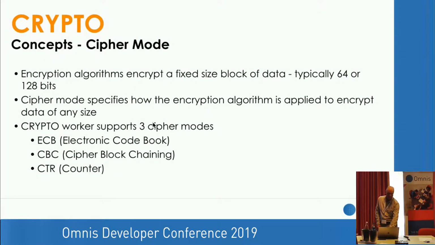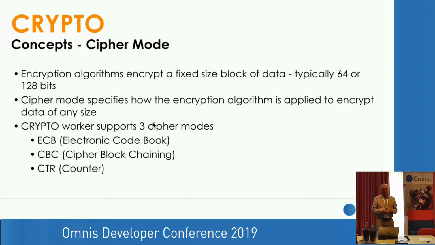So just some concepts to be talking about. Encryption algorithms generally work with a fixed size block of data, and certainly in the case of OW3 this is what happens. So it's typically a 64 or 128-bit block of data that it can encrypt individually, and obviously it will then do that multiple times to encrypt a larger block of data. But then you have what's called a cipher mode, and that actually indicates how the encryption algorithm is applied to encrypt data of any size.